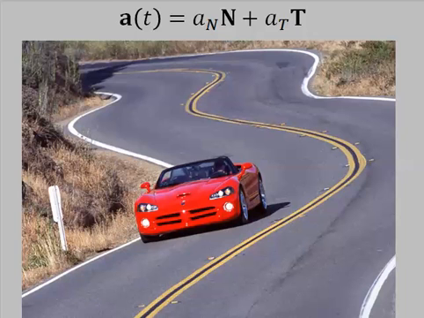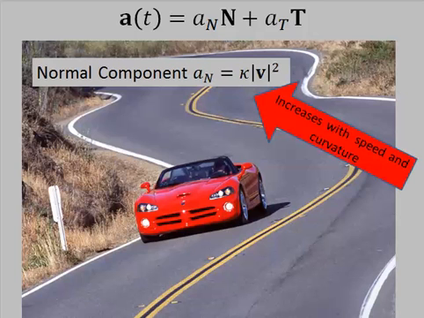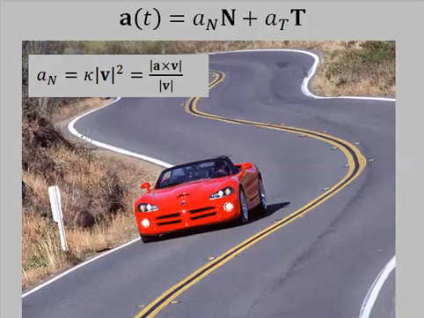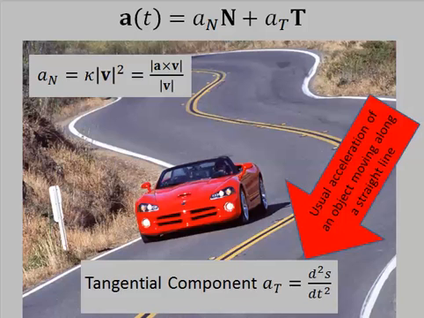If we're going to express acceleration this way, it's convenient to use the unit normal vector and the unit tangent vector. In that case, the normal component is given here. Notice that it increases with speed and curvature. Here's an alternative formula that you might want to use. The tangential component is our normal acceleration if we're moving along a straight line.